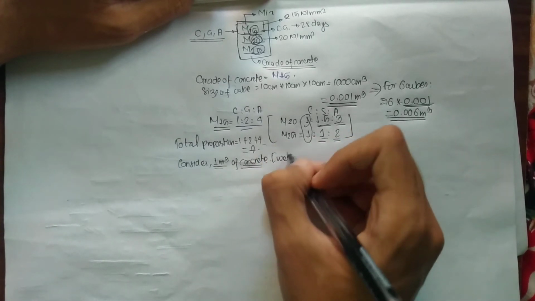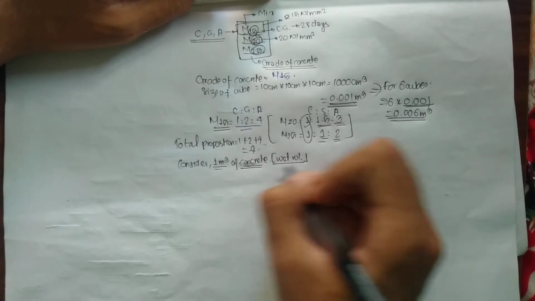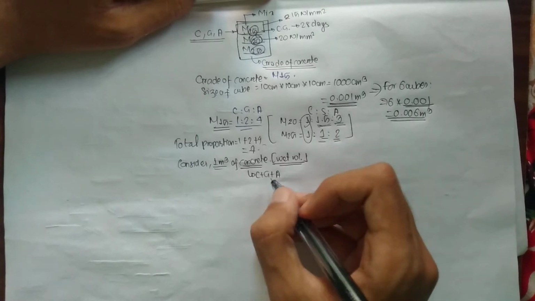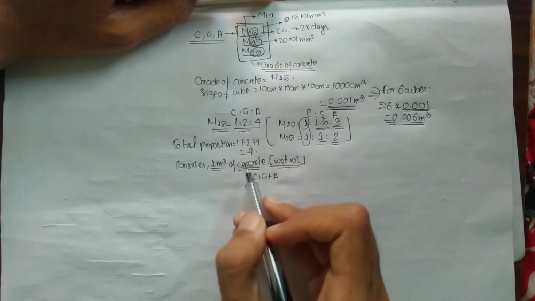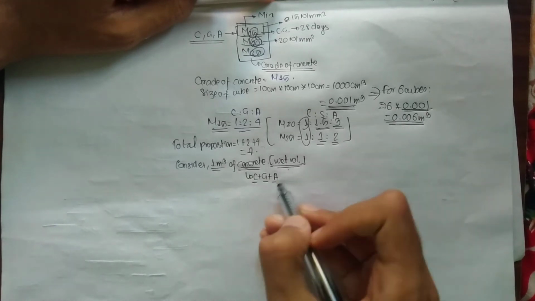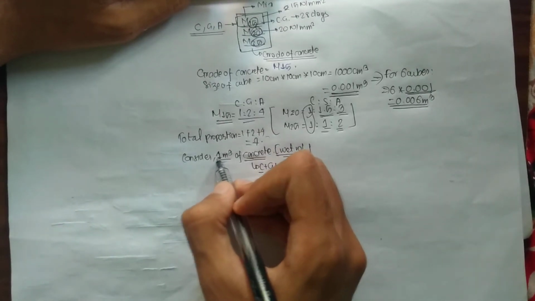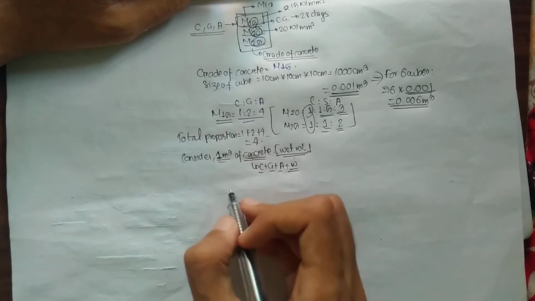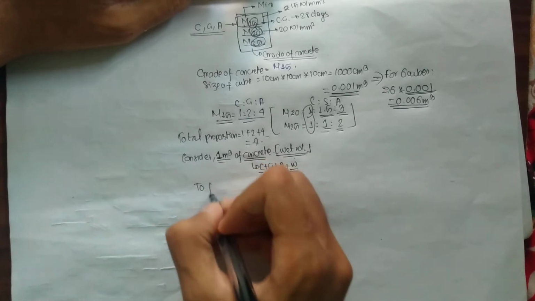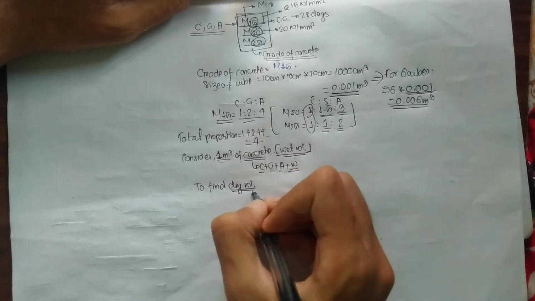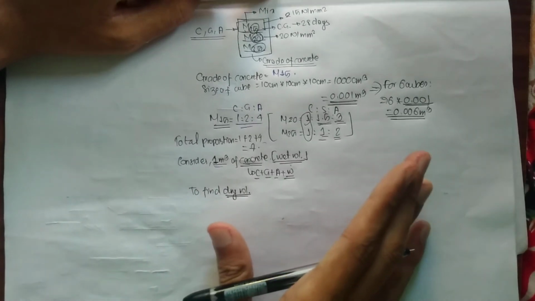Why are we considering wet volume? Because whenever we are talking about concrete, we are talking about wet volume, because concrete not only consists of cement, sand and aggregate, it consists of water as well. But right now we are going to find the amount of cement, sand and aggregate required for dry volume, not for wet volume.